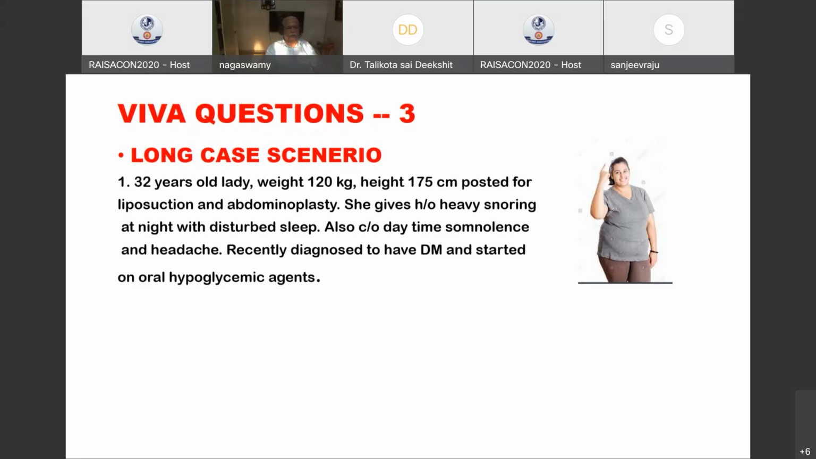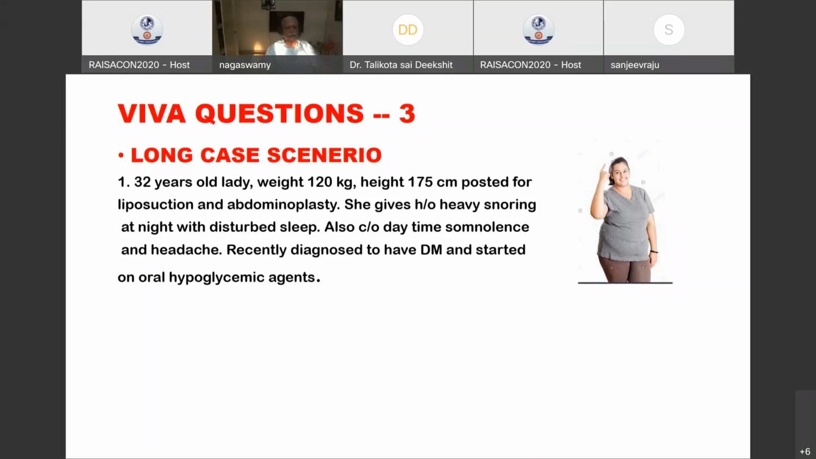So there is a 32-year-old lady weighing about 120 kgs, height of 175 centimeters, posted for liposuction and abdominoplasty. She gives history of heavy snoring at night with disturbed sleep, also complains of daytime somnolence and headache. Recently diagnosed to have diabetes mellitus and started on oral hypoglycemic agents. So how to discuss this case?